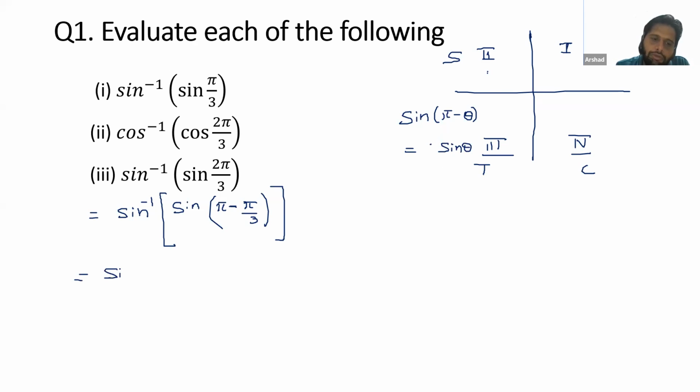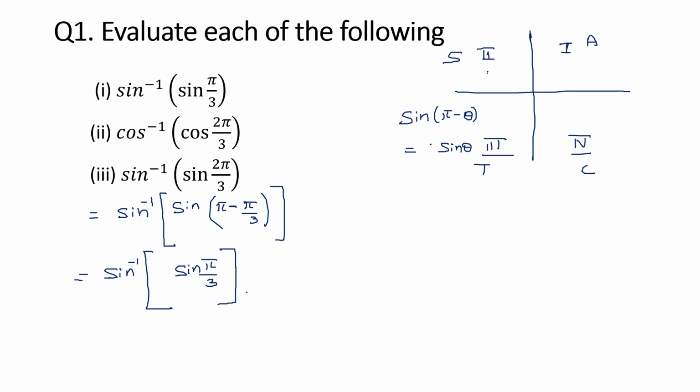Now please check here. Here you have sine inverse sine of pi minus pi by 3, so we will write sine pi by 3. First, please tell me, this pi minus pi by 3 lies in which quadrant? Second. Second one. In the second quadrant, sine is what, positive or negative? Positive. Okay, so we will get sine inverse sine pi by 3.